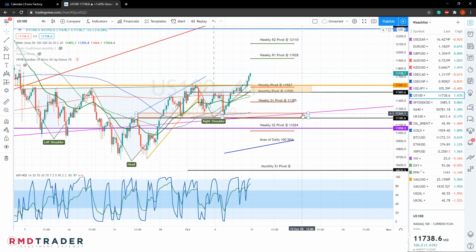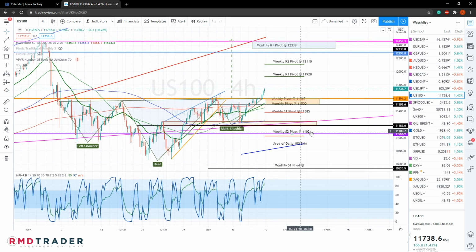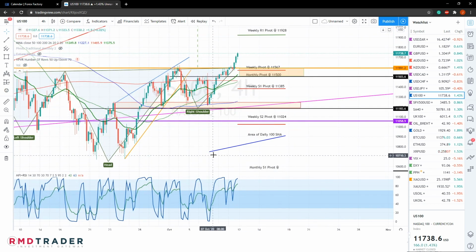as that would take us into this area over here, and that is the area where we will probably meet up with the 4-hour 100 SMA at 11,250, and a close below that could potentially see this daily 100 SMA being retested.